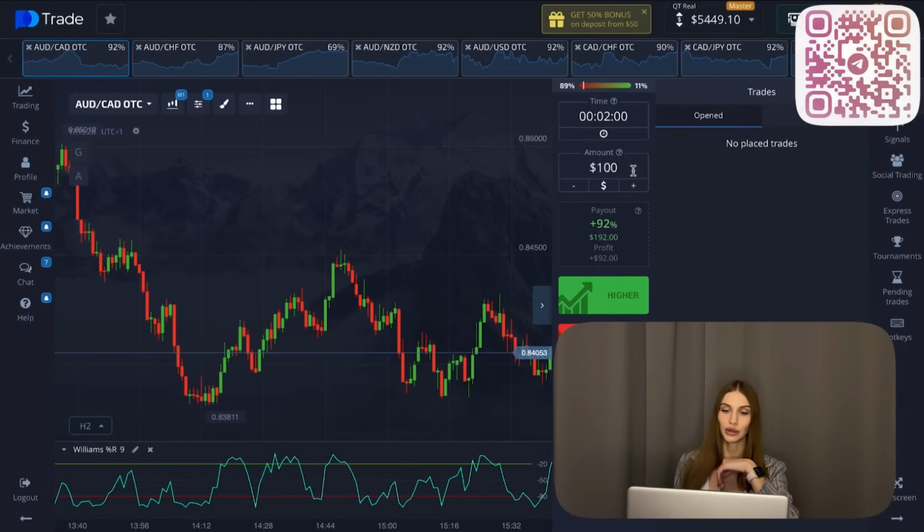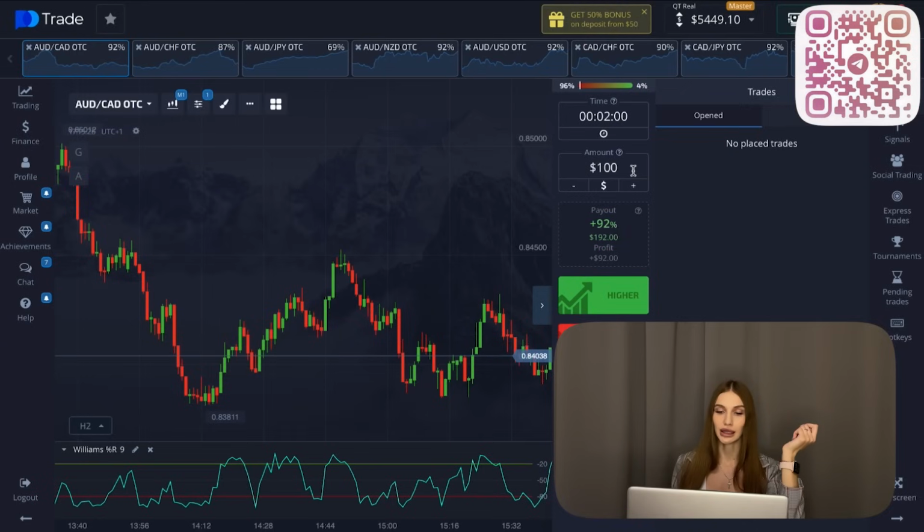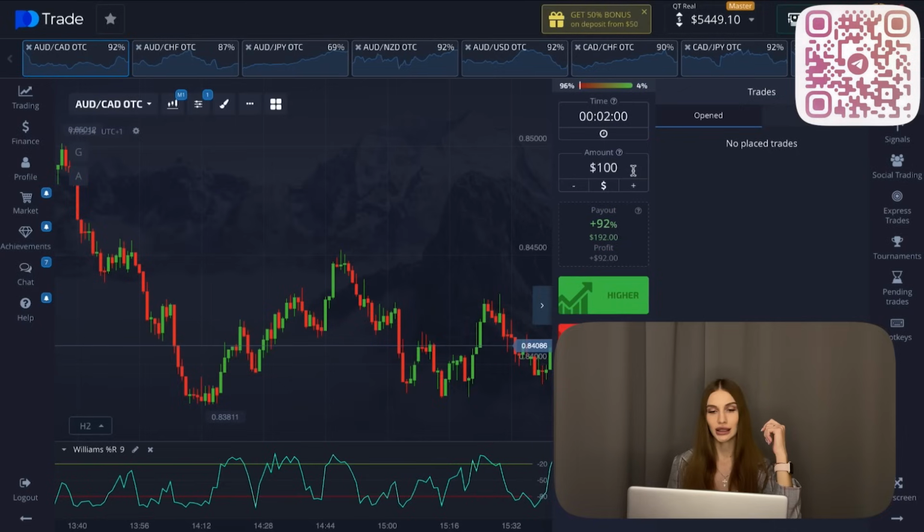Also today, I will work on the martingale system, so after each unsuccessful deal, I will double the amount of the next deal in order to overlap a minus deal as well as earn. Also, I want to disperse my deposit and I'm confident in this trading strategy. That's why after each successful deal, I will increase the amount of the next deal by $50. So let's start before this trading session.